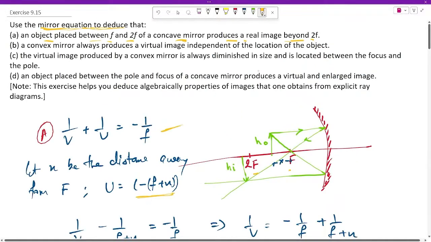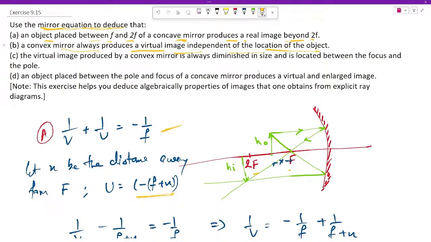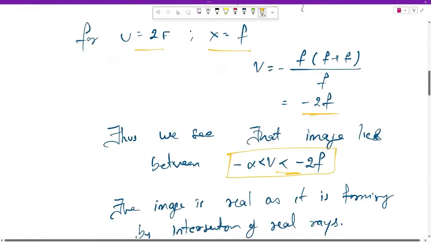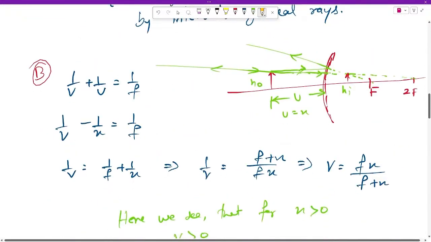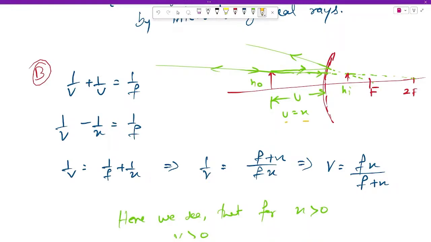The question B was, a convex mirror always produces virtual image independent of the location of the object. So here we have been given a convex mirror, and we have to prove that it will always produce virtual image irrespective of the position of the object. So here I have assumed again u, the magnitude of u as x. So using sign convention, we can write u as minus x.